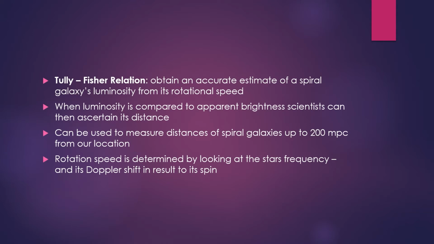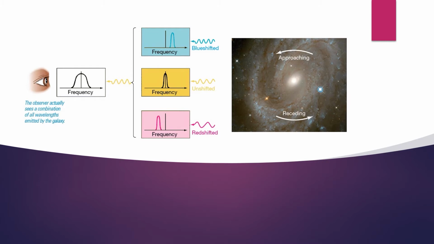The rotation speed is determined by looking at the star's frequency and its Doppler shift in reference to its spin, which is cool. As the spiral galaxy is spinning towards us, we're going to have blue shift. When it's right about here in the middle, it's going to have its normal frequency unshifted. So let's say it's normally yellow, versus when it's going away from us, it's going to stretch, so it will be red shifted. And so with a combination of all these wavelengths, we can figure out how fast it's actually spinning and then use that to help determine its luminosity.